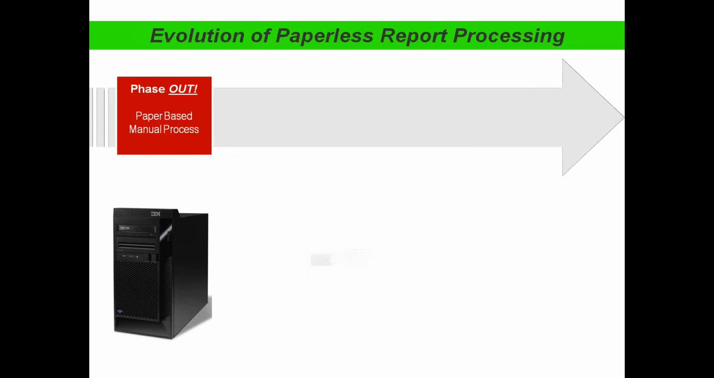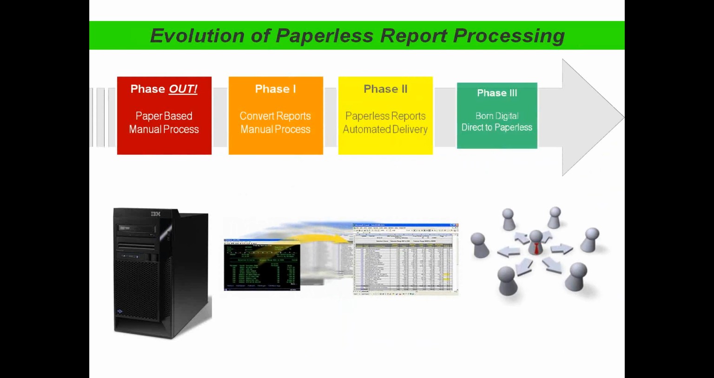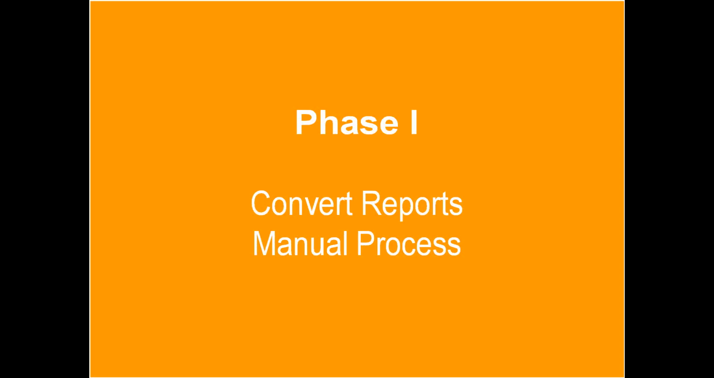This graphic illustrates the evolution of process management, reducing or eliminating paper printing and moving to digital output. This process can be incremental, allowing you to ease into a new but vastly more efficient management of the entire life cycle of reports and documents. This first webinar of the series will focus on Phase 1, that is, converting IBM i reports to digital formats.